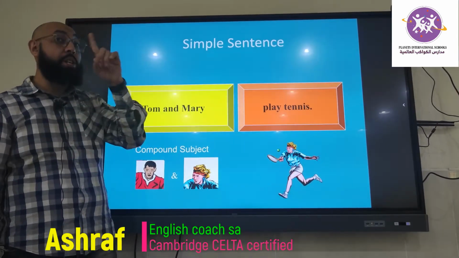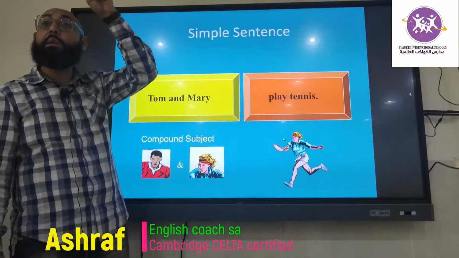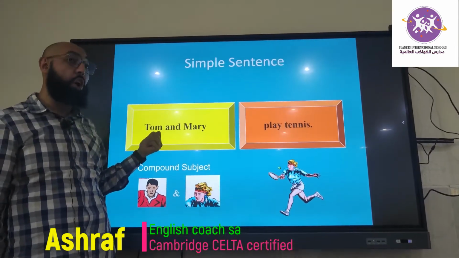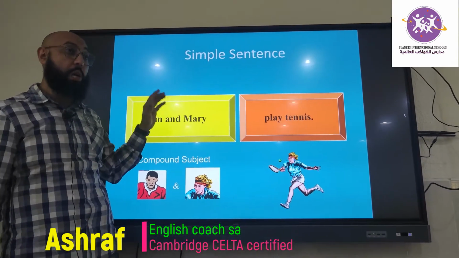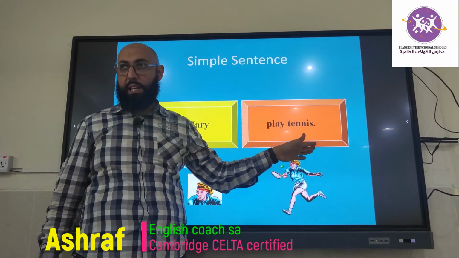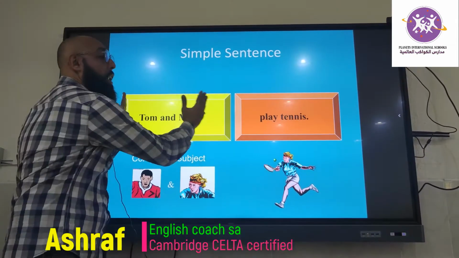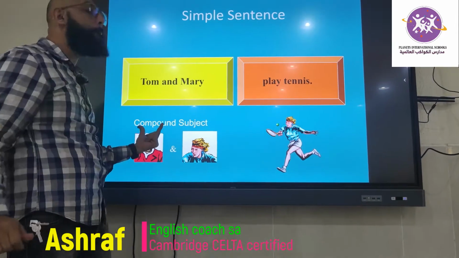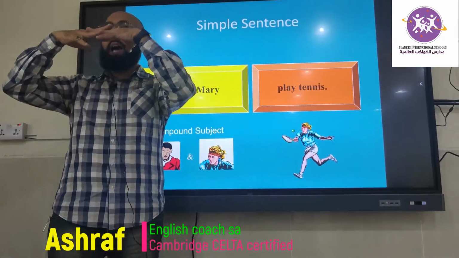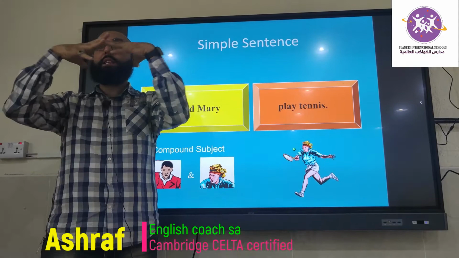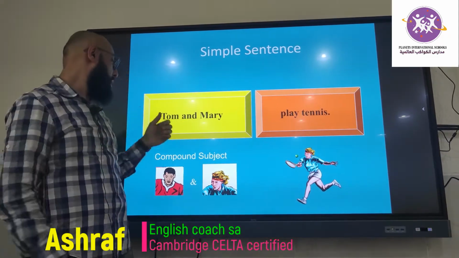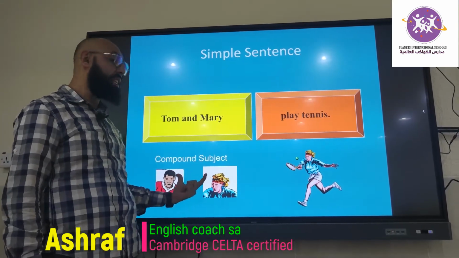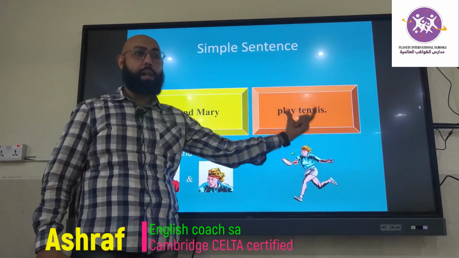Here is the other type of subject. I didn't mention only one person, I mentioned two people or two doers for the verb. Here, Tom, not only Tom, but also Mary. Tom and Mary play tennis. So this bunch of subjects is called compound. Compound means more than one, blended all together. Okay? Compound subject, because we have two people. What did they do? Play tennis.